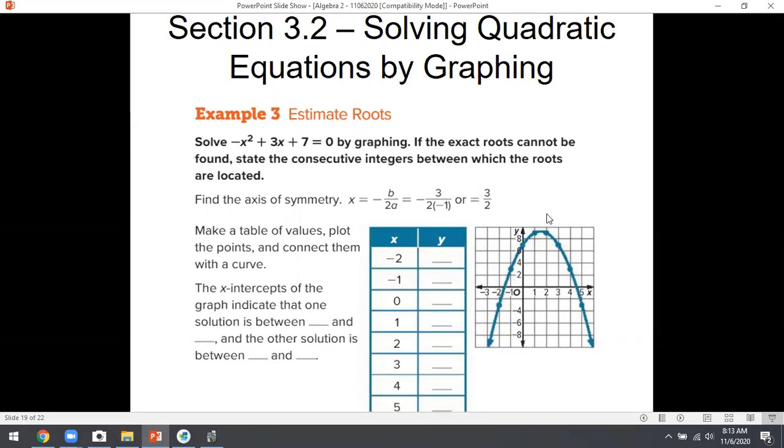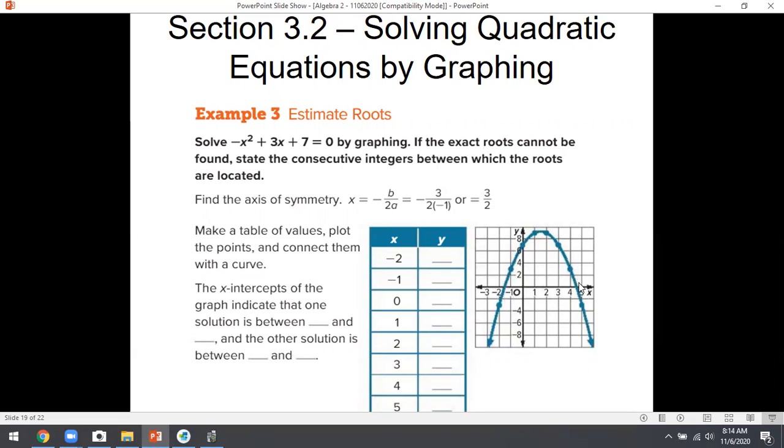Very hard to tell. They want you to state consecutive integers between which the roots are located. And all that is fancy talk for what two numbers is it between. This one is between -2 and -1. Would you agree? So if they ask you a question about consecutive integers, you just got to find what two numbers it's between. So it's between -2 and -1. This one over here, the answer would be between 4 and 5.